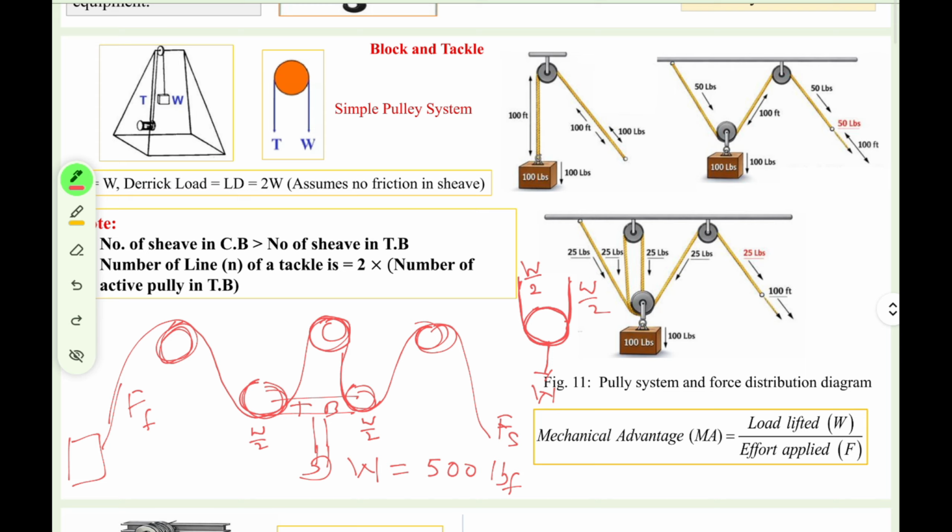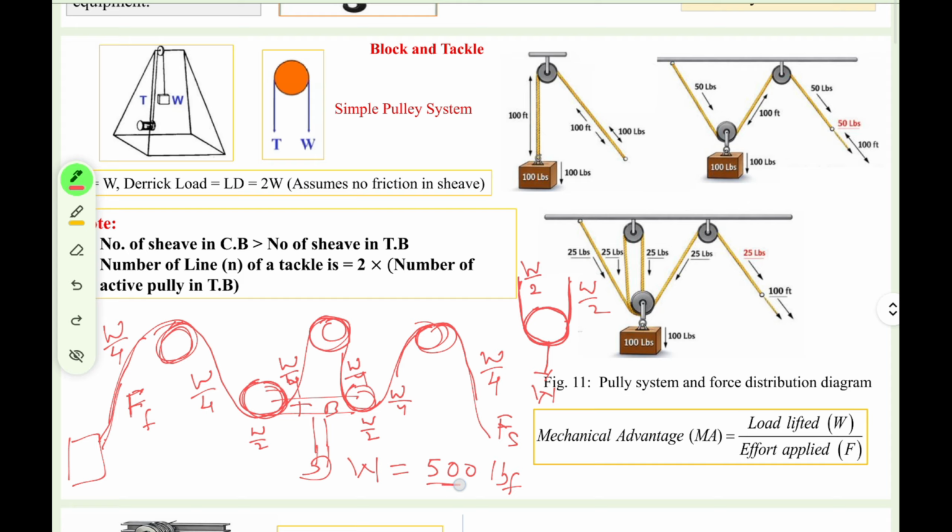Here I can say that this W by 2 is further divided into two parts: it will be W by 4 and W by 4, and on the other side W by 4 and W by 4. This rope experiences W by 4, and this rope also experiences W by 4. Means the fast line load, FF, is represented here.